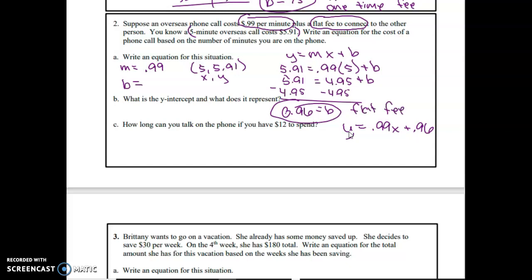Just like yesterday, we're like, okay, I can use my equation now to figure some stuff out. It says, how long can you talk on the phone if you have $12? We have to think, where should I put the 12? Should I put the 12 in place of X or should I put it in place of Y? And if Y represents the total cost, you're going to put that $12 in place of Y and solve a two-step problem, which means subtract 96 cents.